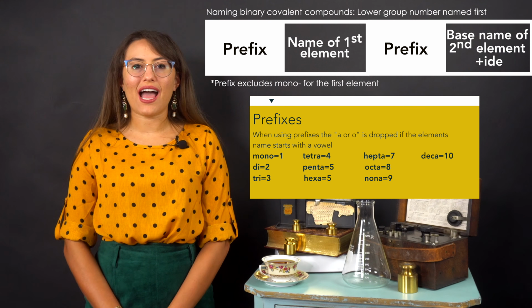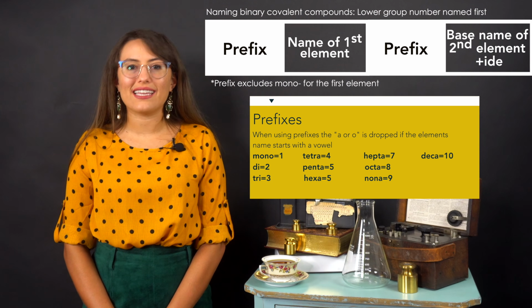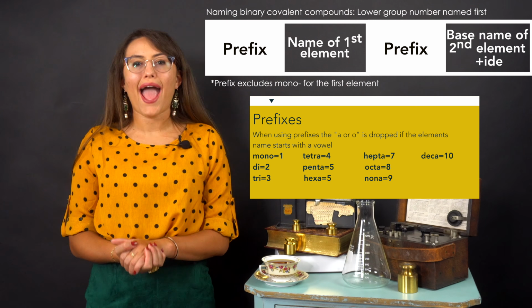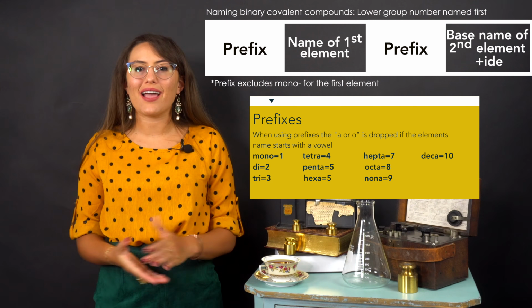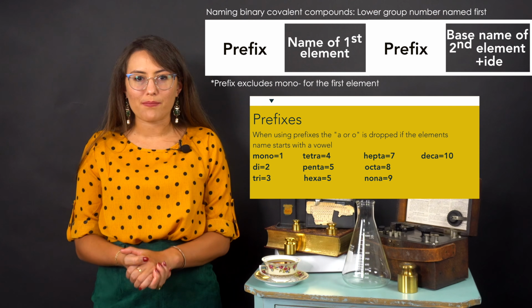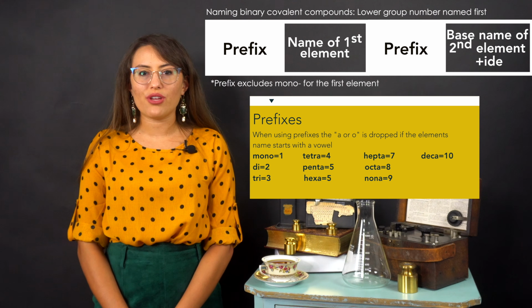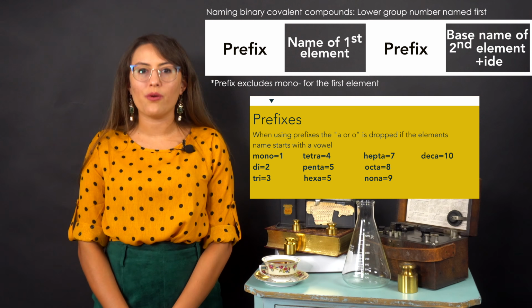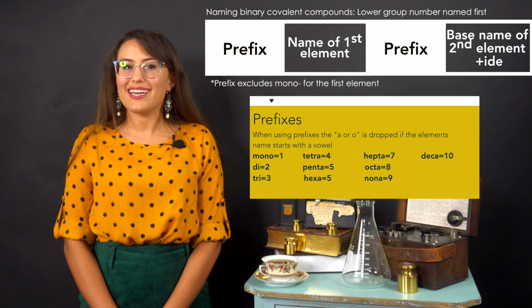The element with the higher group number is named second, again using prefixes to denote how many atoms are present, this time starting with mono to indicate 1 atom. Note that we do not use the mono prefix for the first element, as in CO, which would be carbon monoxide. Now let's try naming a few covalent compounds.